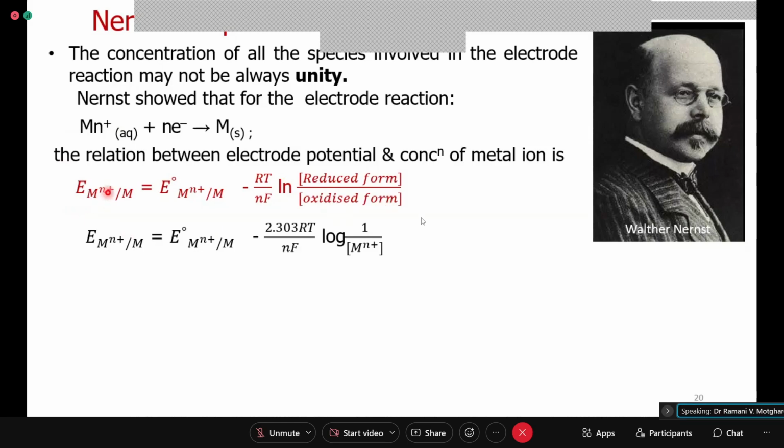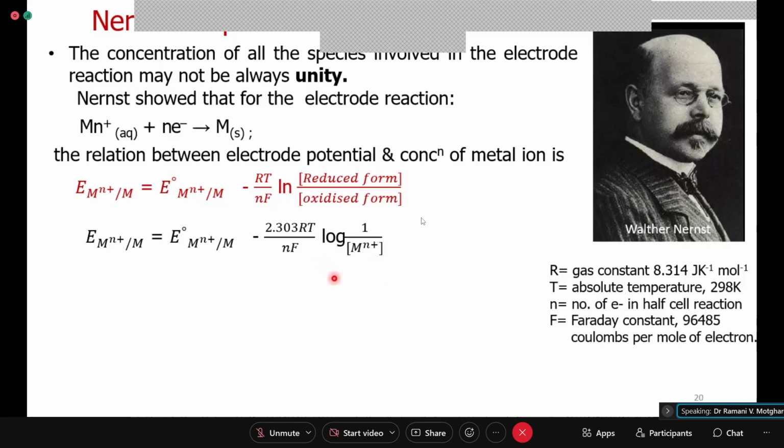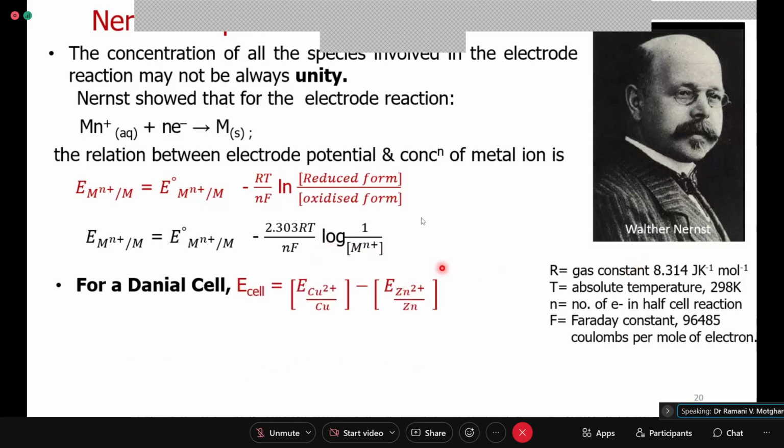So the EMF of this particular cell will be equal to E naught minus RT by nF ln reduced form by the oxidized form, which is then written as E of this half cell equal to E naught of this half cell minus 2.303 RT by nF log of 1 by M n plus. Now reduced form, since it is the elemental solid metal, its concentration is considered to be 1, and the metal ion concentration is written here.